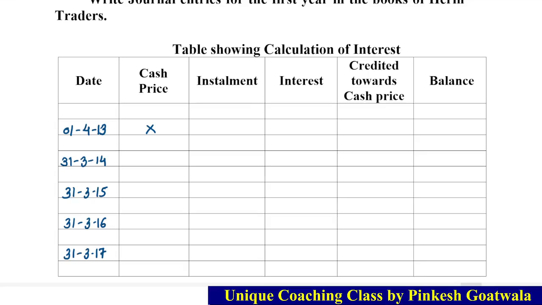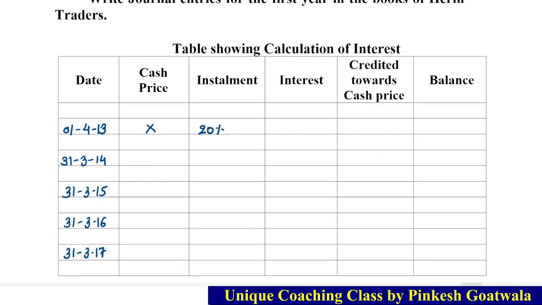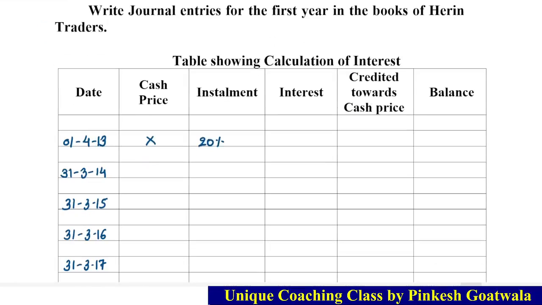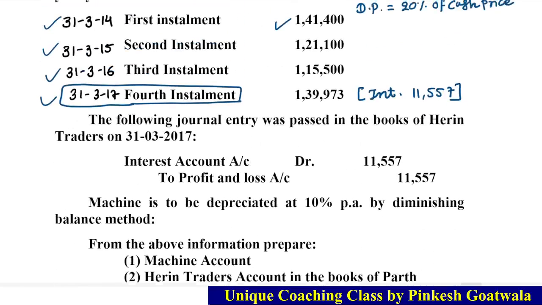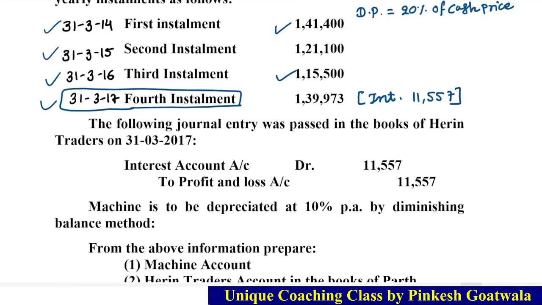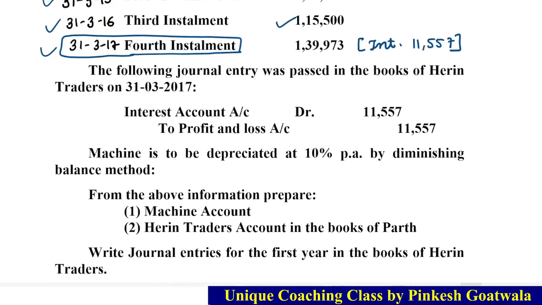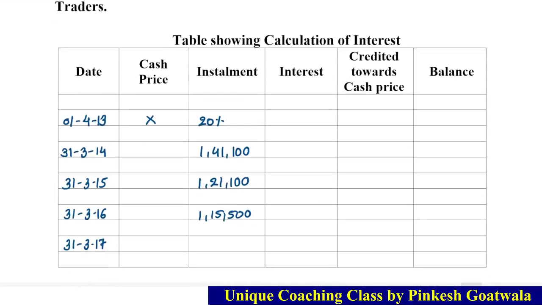For the down payment, here they told that 20% છે, કોના હશે? Cash price ના. And we have 4 installments. First 141,400, then 121,100, then 1,50,500, and on 17, 139,973.